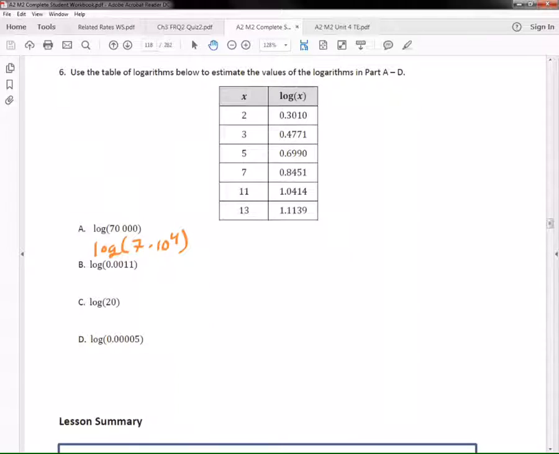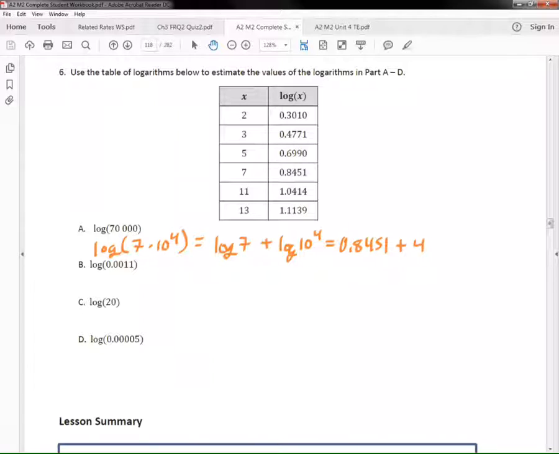Okay, so we can rewrite this though, because now we have multiplication inside of a log. Whenever we have multiplication inside of a log, what do we write it as? Two logs now, but with addition. So log of 7 plus log of 10 to the fourth. And so now, do we know what log of 7 is? Look at the chart. Log of 7 is 0.8451. And then what is log of 10 to the fourth power?